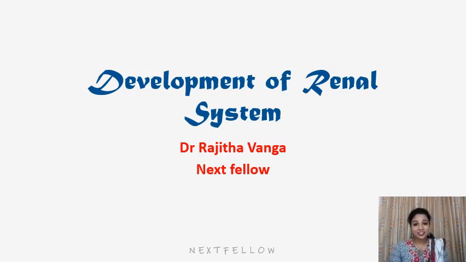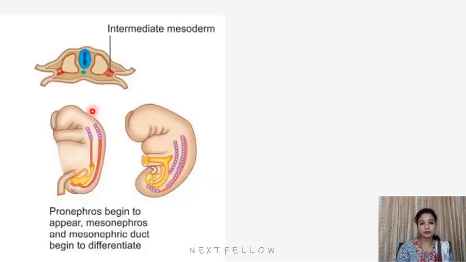This is Dr. Rajitha Vanga and today's topic is on development of the renal system. The major part of the genitourinary system develops from intermediate mesoderm. This means the genital system and the urinary system are mainly from the intermediate mesoderm.